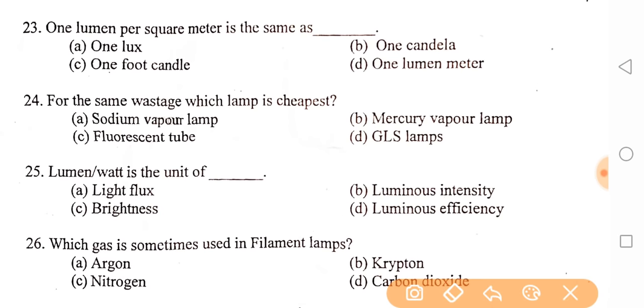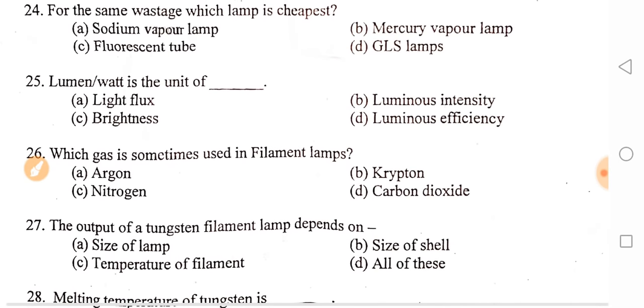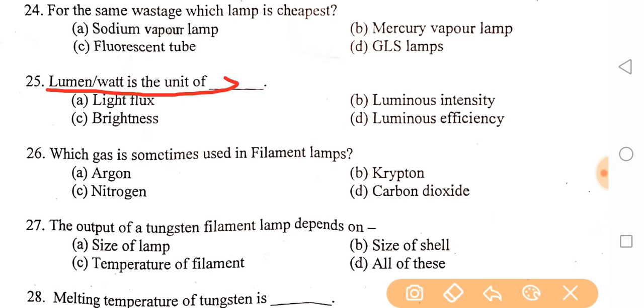Next question is 24th. For the same wattage, which lamp is cheapest? So here it asks which lamp is cheapest for the same wattage. So the right answer is GLS lamp. D option is correct.